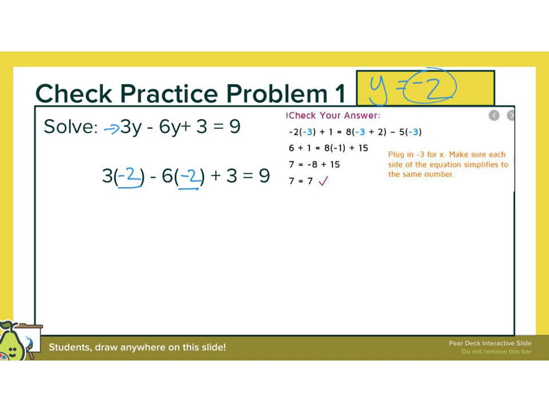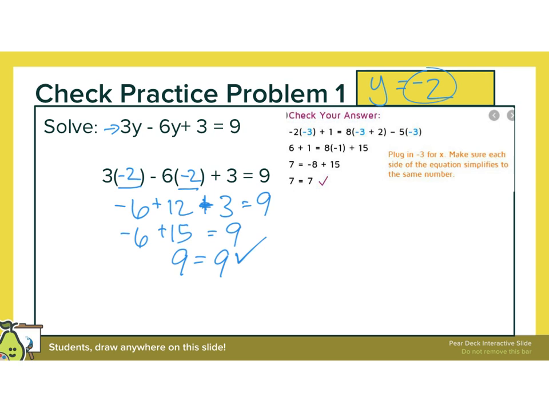Now I'm going to multiply. 3 times negative 2 is negative 6. Negative times negative is positive. 6 times 2 is 12. Oops. Plus 3 equals 9. So I have a positive 15 and a negative 6. 15 minus 6 is 9. 9 equals 9. So my answer checks, and it is correct.